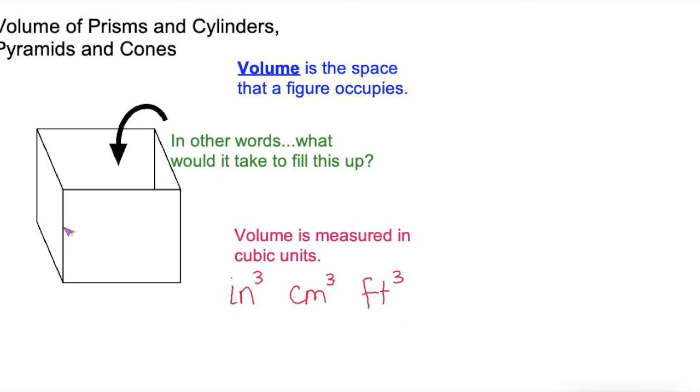So let's say this is a cubic foot, that it's 1 foot high, that it's 1 foot across, and that it's 1 foot deep. That makes it a cube. This is 1 cubic foot.